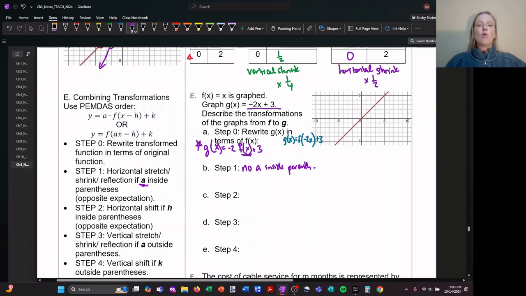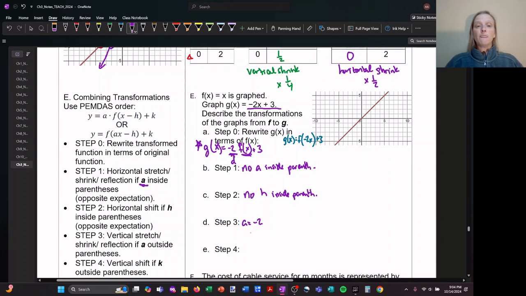Step 2 is a horizontal shift if h is inside parentheses. There is no h inside parentheses, so I'm going to skip this step. Okay. Step 3 is taking care of any vertical stretches. If there's an a multiplication factor outside parentheses, and here I do have an a value outside parentheses, so I'm going to say a equals -2.